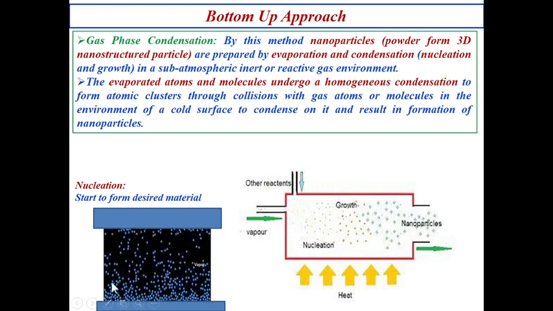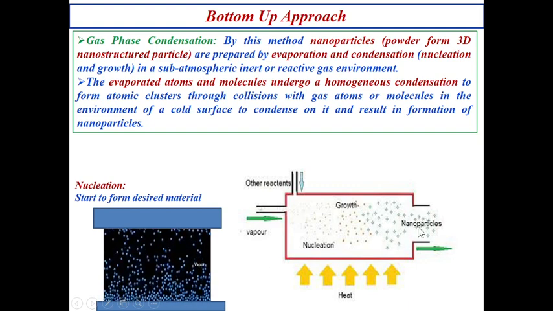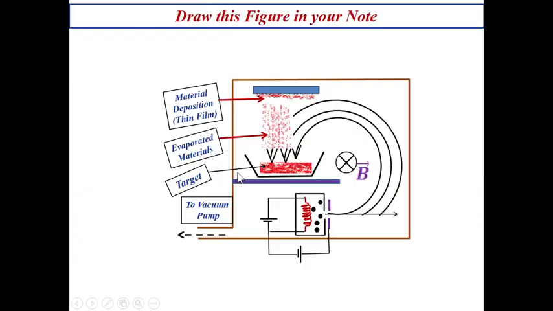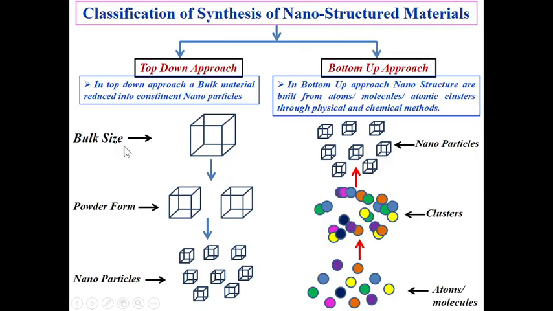So by considering atoms and molecules of the precursor material or raw material, nanoparticles are to be formed. But in case of the top down approach, the material is already present, and we have to break it. It is in bulk size, and we have to break it continuously to obtain nano size particles. But in the bottom up approach, the atoms and molecules, the precursor materials, form clusters, and then they form the nanoparticles. That is why it is called the bottom up approach.